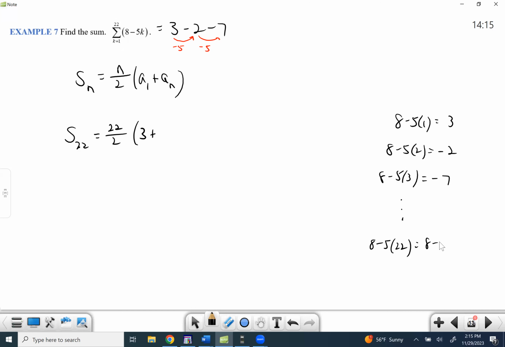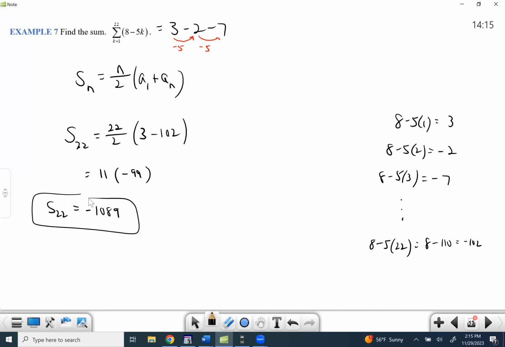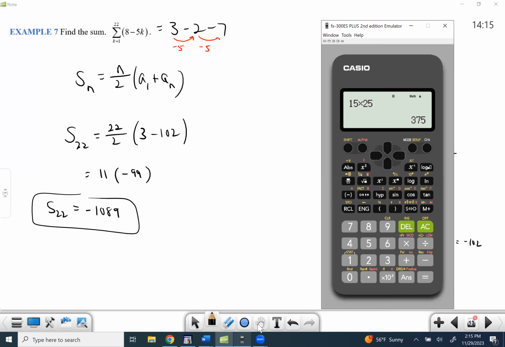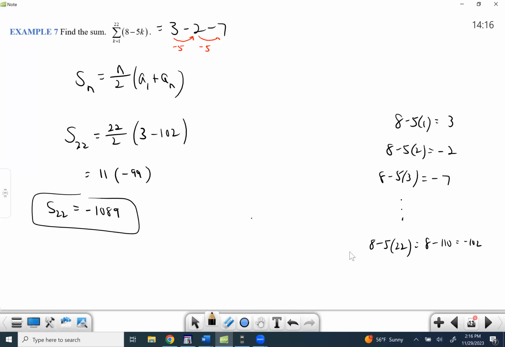This will be 8 minus 110, which gives us -102. So forget the plus sign, it's going to be -102. So we have 11 times -99. And so that's going to be, gosh, I think it's going to be 1089, but trust me. Very cool. So let's just go and double check here. So 11 times 99, no, it's negative. It is 1089. Okay.